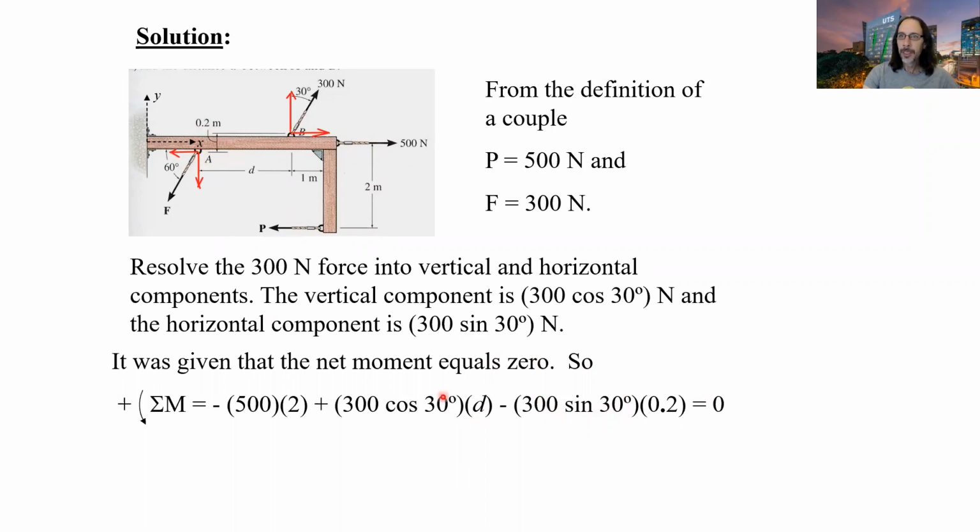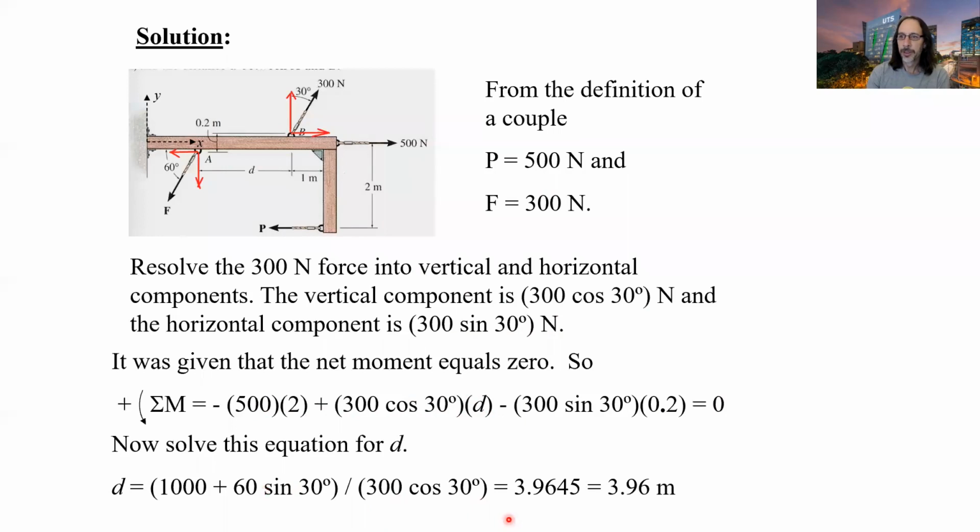And our other two forces, the vertical components of the 300 Newton forces, are separated by a distance d: 300 cos 30, which we worked out up here, times d. So we now have one equation, all equal to 0, because we were told in the problem that our net moment was equal to 0. Now we've got one equation, one unknown, and we can solve for d. That gives us 3.9645 meters, and we can round that to 3.96 meters.